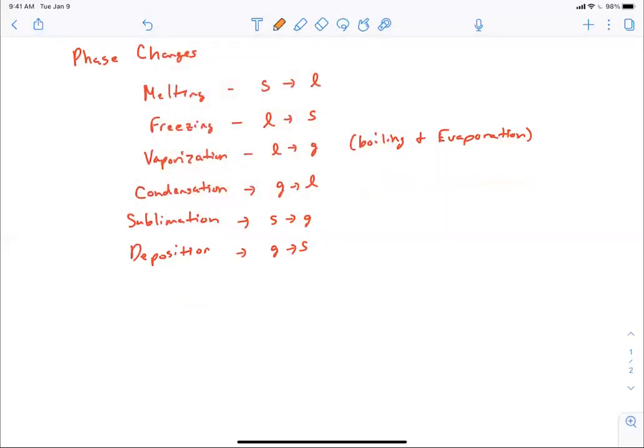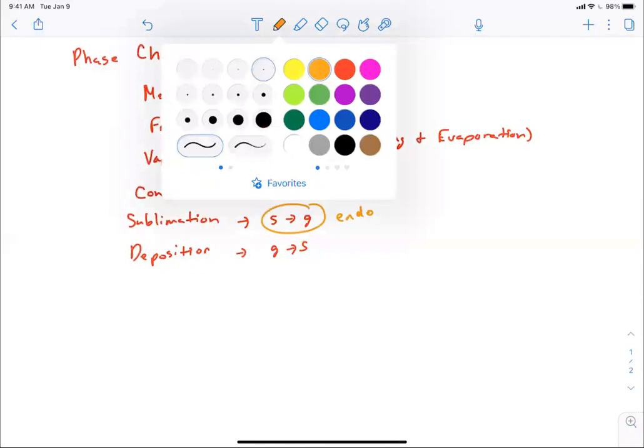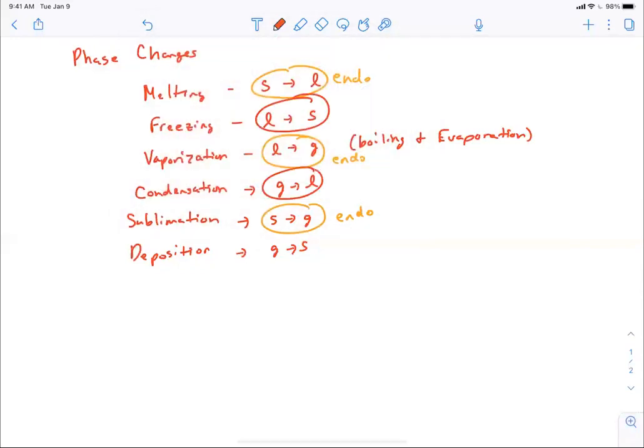In terms of exothermic and endothermic processes, we're talking about the system here, so you have to remember that. When you deal with your endothermics, you have solids going to liquids or liquids going to gases. Those are endothermic processes because they're taking in heat. Freezing, condensation, and deposition are your exothermic.